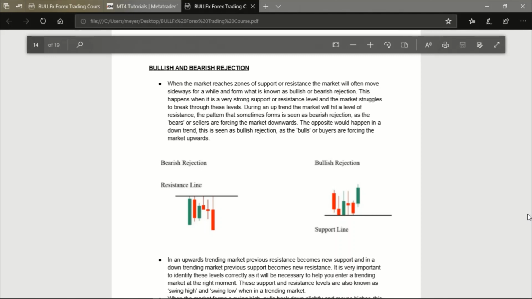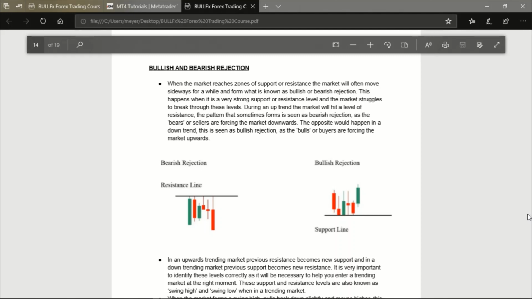When the market reaches zones of support and resistance, the market will often move sideways for a while and form what is known as bullish or bearish rejection. This happens when it is a very strong support or resistance level and the market struggles to break through these levels. During an uptrend, the market will hit a level of resistance.